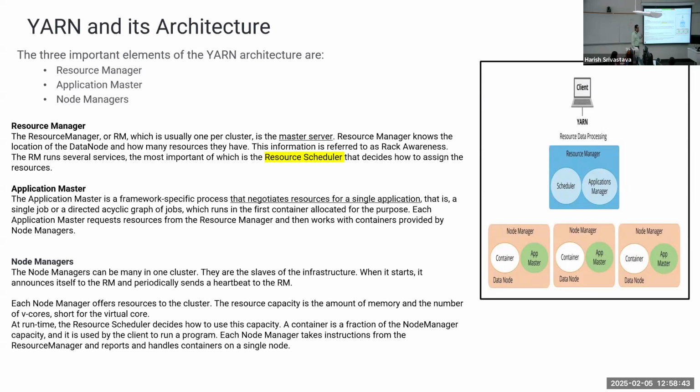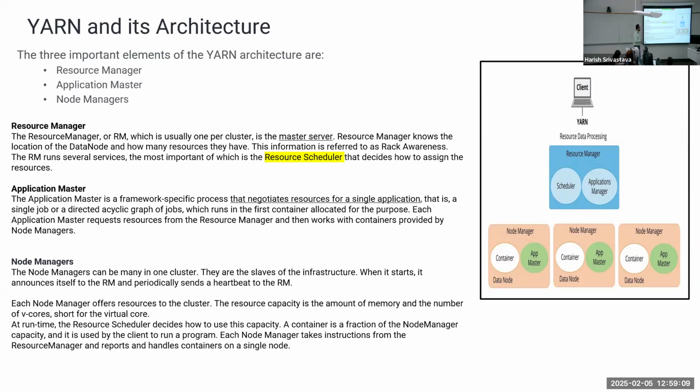So the node manager, when it announces itself through a heartbeat to the resource manager, it also tells the capability it has to support the job execution based on the memory and the vcores available with it. At runtime, the resource scheduler decides how to use the capacity. The container is a fraction of the node manager capacity and is used by the client to run the program. So we will see in the diagram.